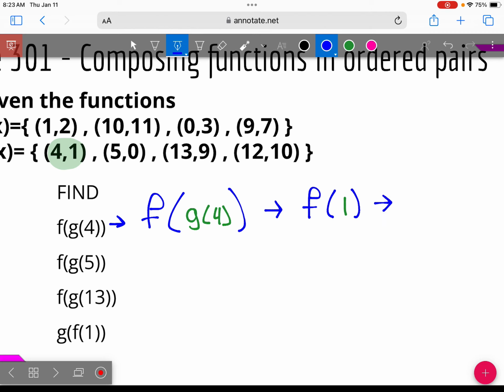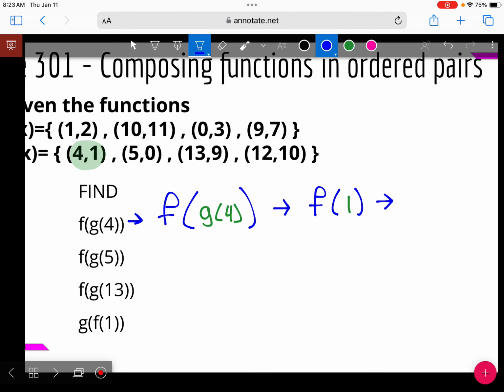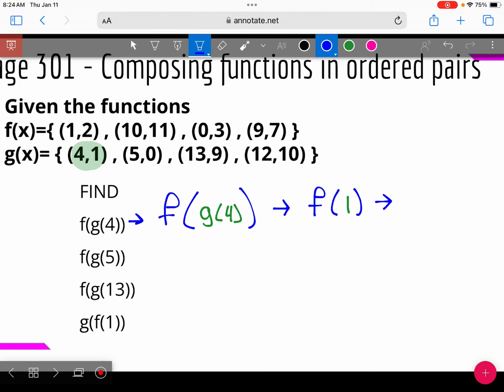What's f of 1? So look up in our f. Find when x is 1. When x is 1, what's y? 2. So f of g of 4 is 2. It's kind of following a trail. We went from 4 to 1 and from 1 to 2.